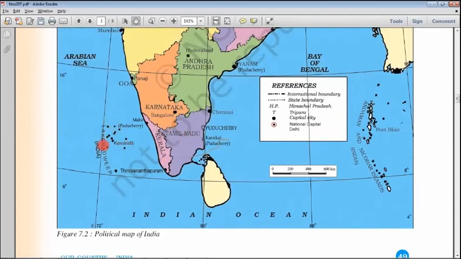You have got islands as well. Here the Lakshadweep Islands are in the Arabian Sea, and you have got the Andaman and Nicobar Islands here in the Bay of Bengal, and you have got Sri Lanka as an island neighbor, and here is this narrow strait which is separating the Indian mainland and Sri Lanka. This is called Palk Strait. Let's go back.